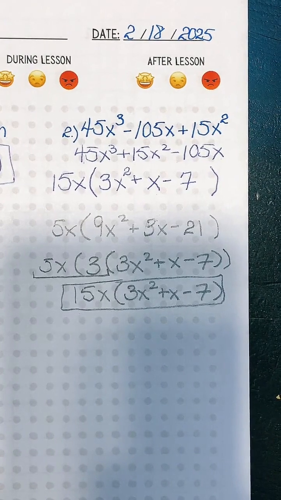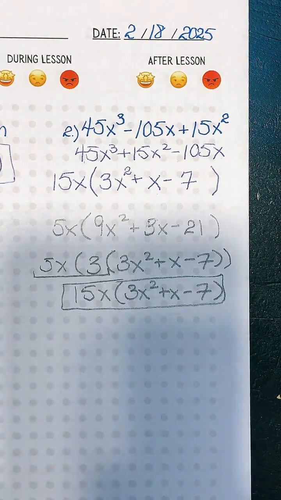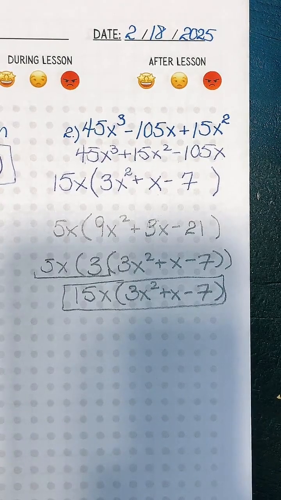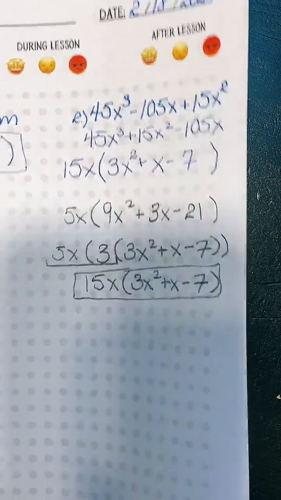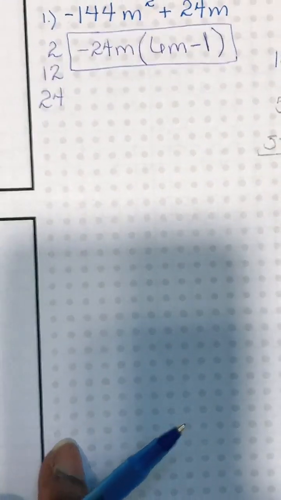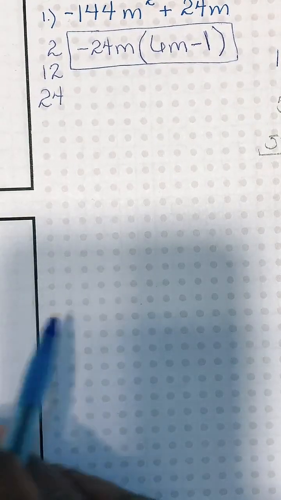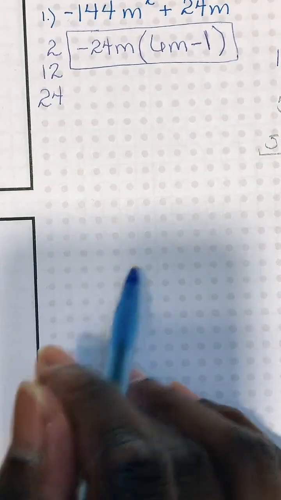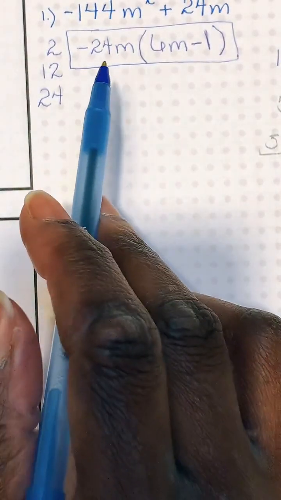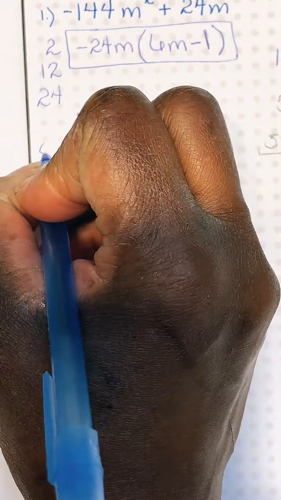All right, so that was GCF. As promised, we're going to go into what's called grouping. The reason it's called grouping is because we are grouping numbers together. One of the things I want to carry over before we get to that is to think of GCF.